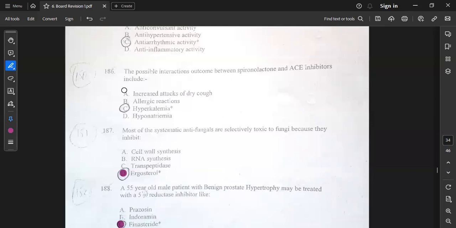Okay, so 186. Interaction between spironolactone and ACE inhibitors. Spironolactone is a potassium-sparing diuretic, so it causes hyperkalemia, and so do ACE inhibitors. So C would be the answer.